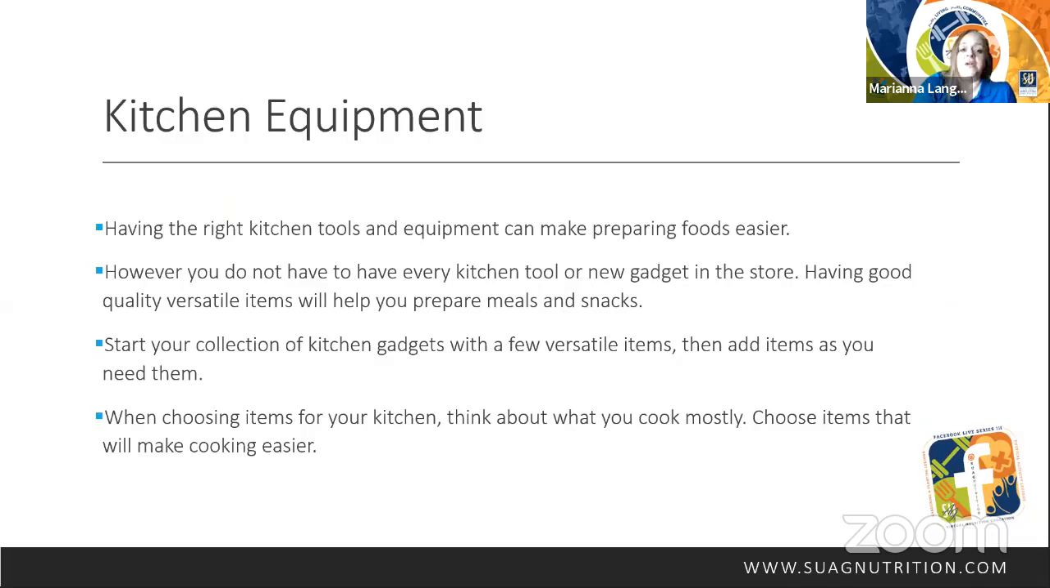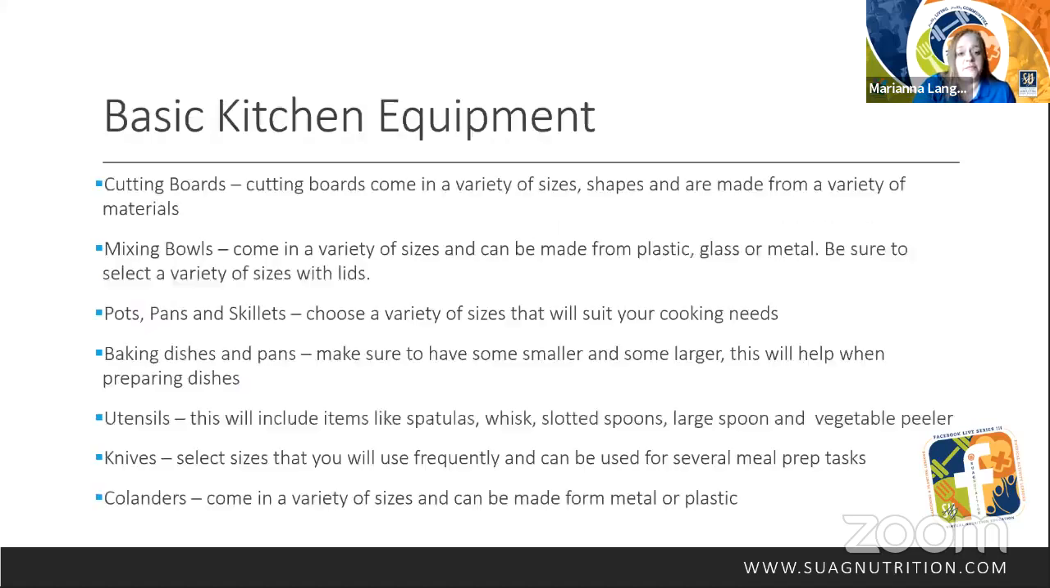All right, so kitchen equipment. Having the right kitchen tools and equipment can make preparing foods much easier. However, you do not have to have every tool or new gadget in the store. Having good quality versatile items will help you prepare those meals and snacks. Start your collection of kitchen gadgets and tools with a few versatile items, then add items as you need them. When choosing items for your kitchen, think about what you cook mostly and choose items that will make cooking easier.